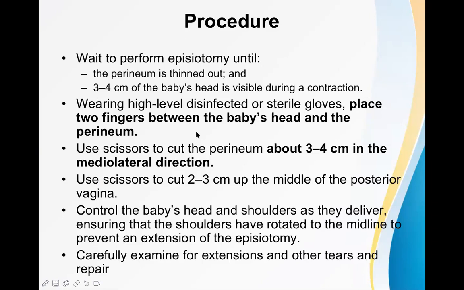Wearing high level disinfected or sterile gloves is necessary. Place two of your fingers between the baby's head and the perineum. And why do we do that? To prevent the accidental cut or injury to the baby's head. So this is an important one. With the help of episiotomy scissor, you cut the perineum about 3 to 4 centimeters in the mediolateral direction. This is an important point to remember, because these are important MCQ questions which will be asked in the exam. See this, mediolateral direction.